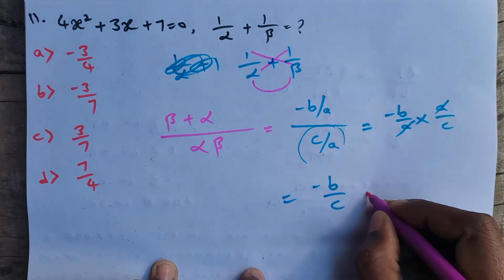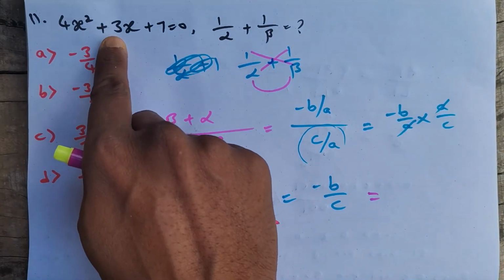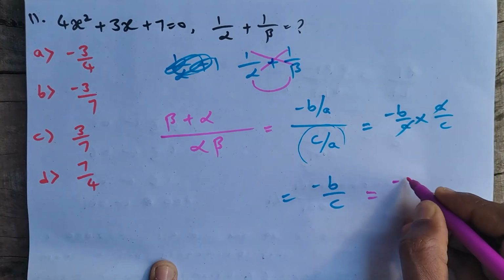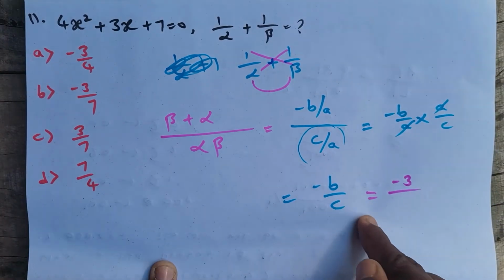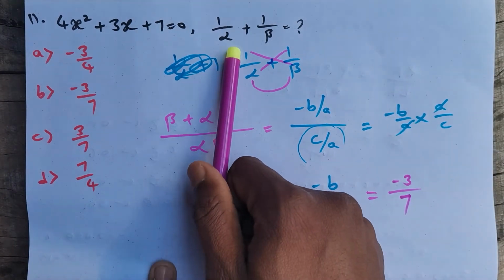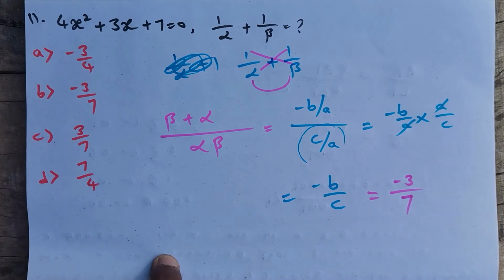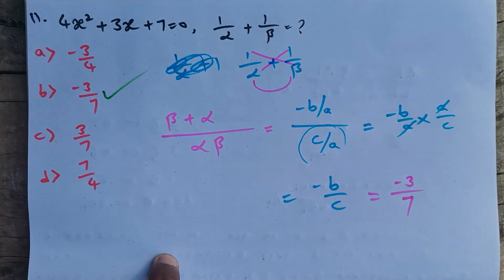Now from the question, x coefficient is b, so here it is plus 3, here minus as it is 3, divided by c value, constant 7. So the value of 1 by alpha plus 1 by beta is minus 3 by 7. Option B.